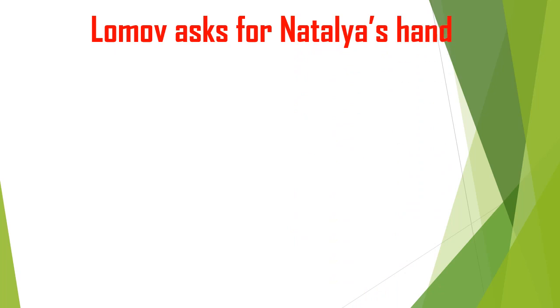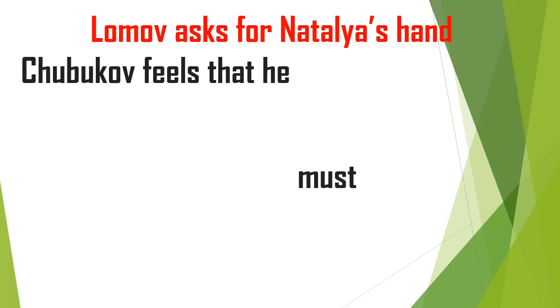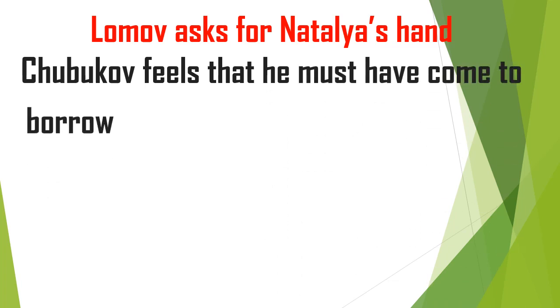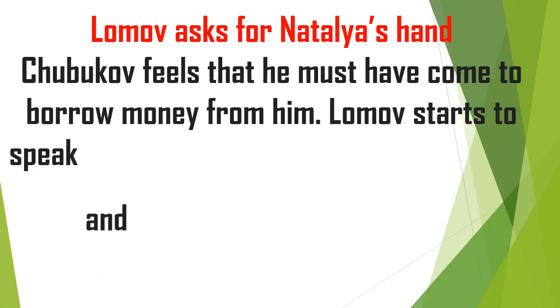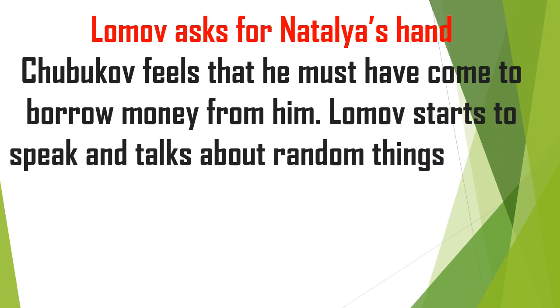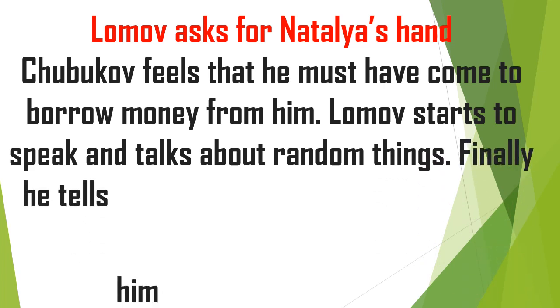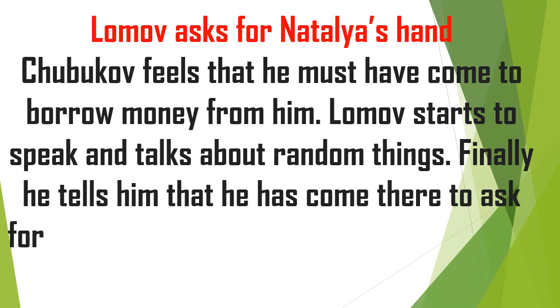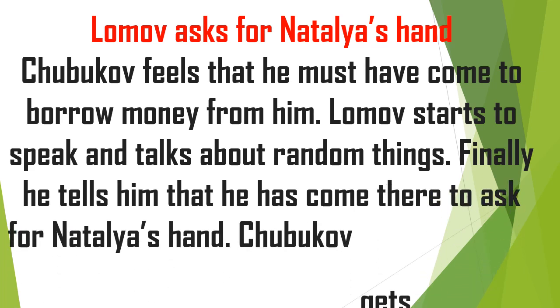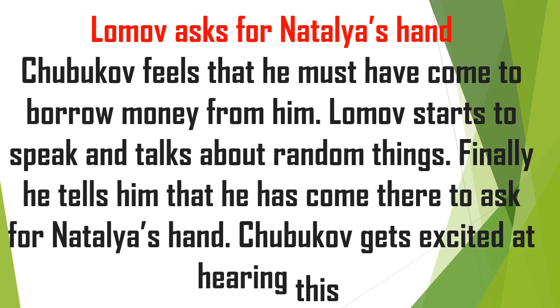Next heading, Lomov asks for Natalia's hand. This was actually his purpose to visit Chubukov's house. Chubukov feels that he must have come to borrow money from him, as he had already borrowed many times. Lomov starts to speak and talks about random things. Finally, he tells him that he has come there to ask for Natalia's hand. Chubukov gets excited at hearing this.